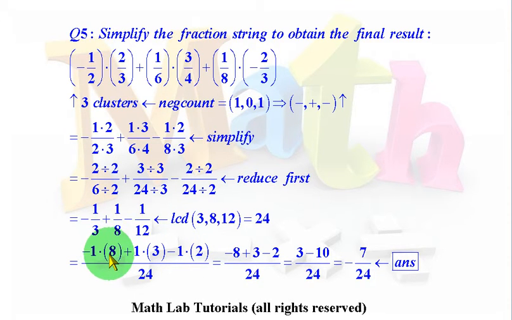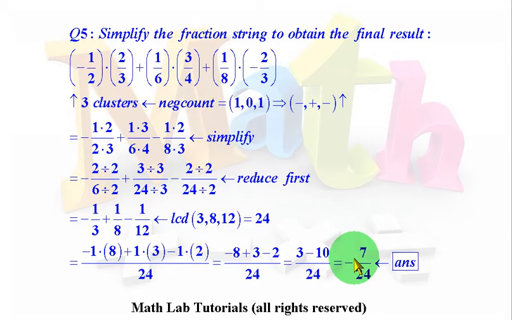And we get a minus 1.8, which is negative 8. 1.3 is 3. Negative 1.2 is negative 2. On the bottom, we have the LCD, which is 24. And on top over here, we have 3 good guys and 10 bad guys. So we write down 3 minus 10. And of course, the bad guys win over here by 7. Because the bad guys win, we put a negative sign out front.